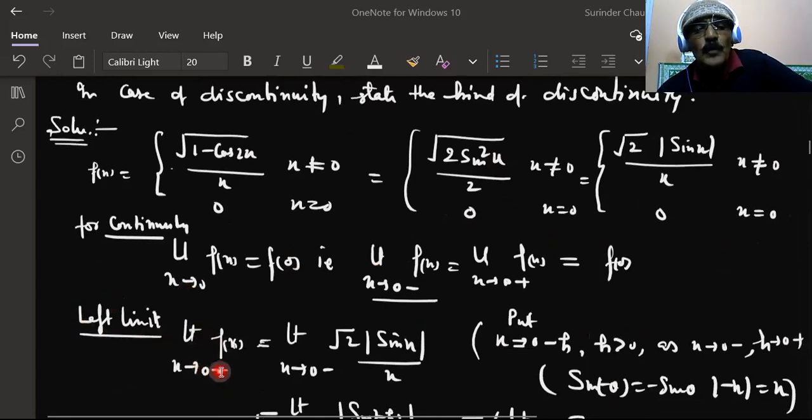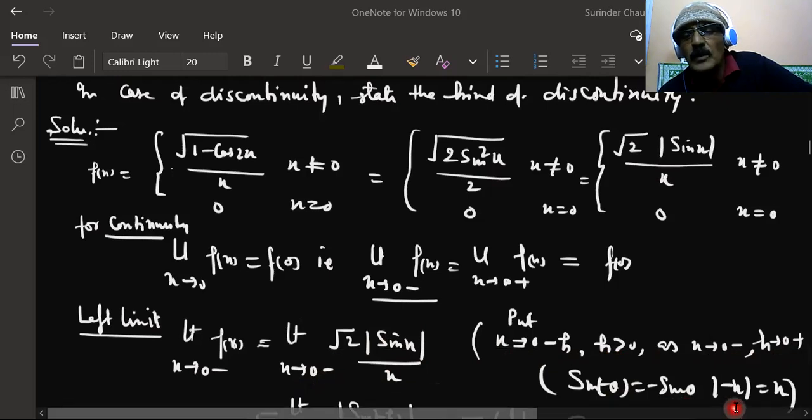Limit x to 0 from negative of f(x) is equal to limit x to 0 from negative of root 2 times modulus of sin x upon x. Now change the limit from x to h. Put x equal to 0 minus h, so as x tends to 0 from negative, h tends to 0 from positive. And sine of minus theta is equal to minus sin theta, and modulus of minus x is equal to x.